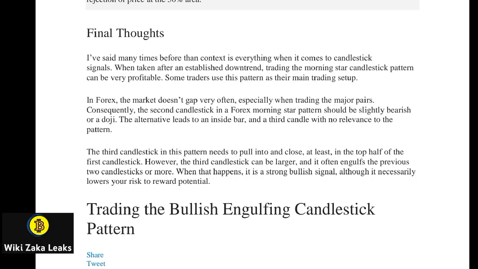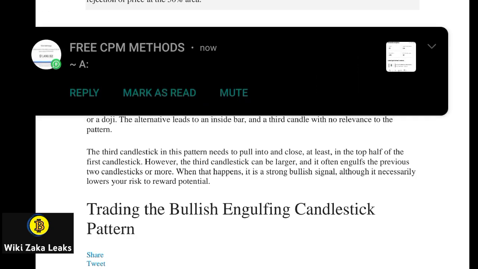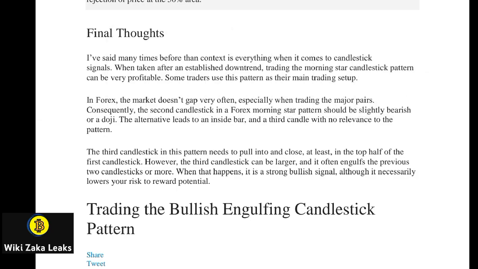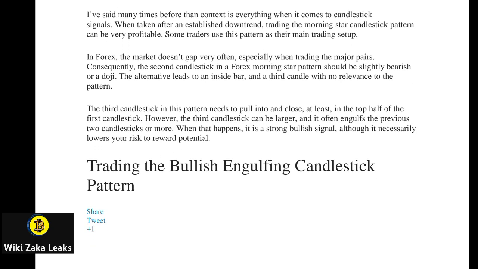In forex, the market doesn't gap very often, especially when trading the major pairs. Consequently, the second candlestick in a forex morning star pattern should be slightly bullish or a doji. The alternative leads to an inside bar and a third candle with no relevance to the pattern. The third candlestick in this pattern needs to pull into and close at least in the top half of the first candlestick. However, the third candlestick can be larger and it often engulfs the previous two candlesticks or more.